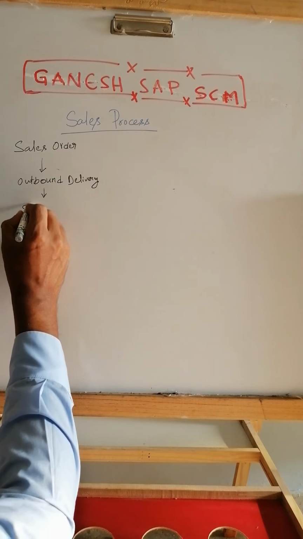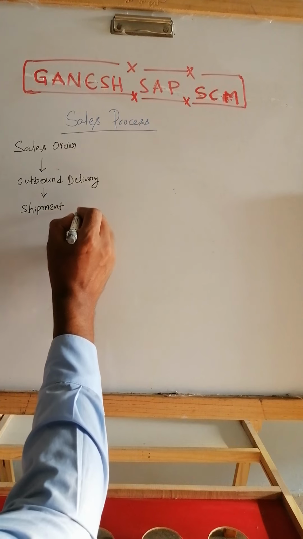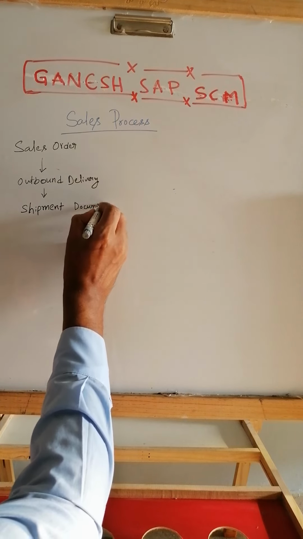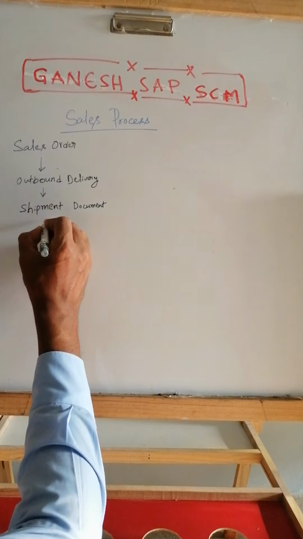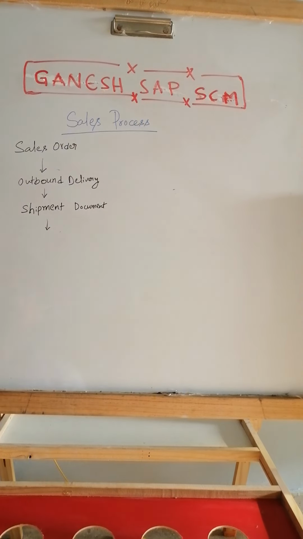They create the shipment document. So what is the shipment document? The shipment document is used to combine multiple deliveries for the same customer or same region. The business can combine them so that the truck can go to that area and provide the materials based on the individual deliveries. Mostly the shipment is used to combine deliveries related to the same customer.